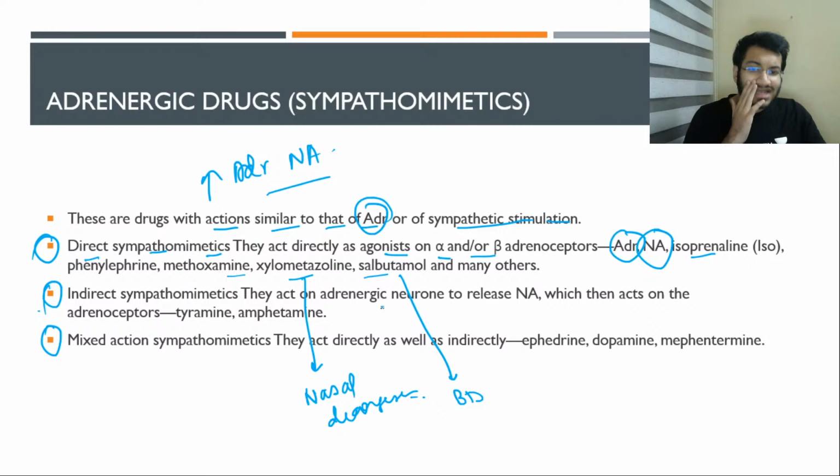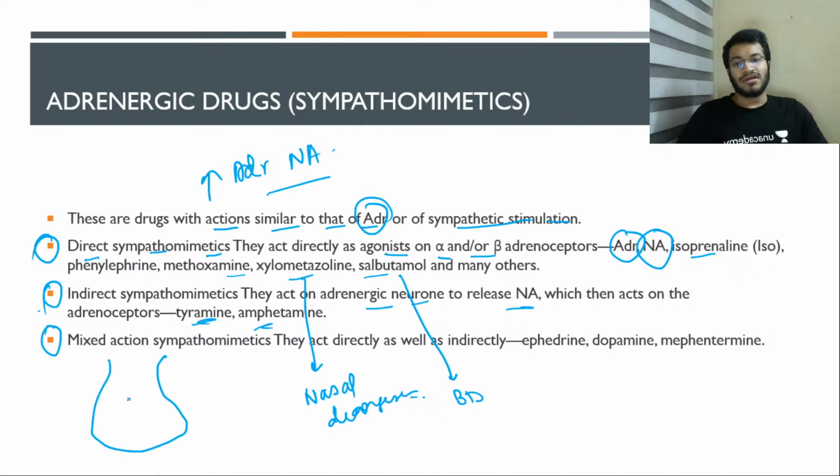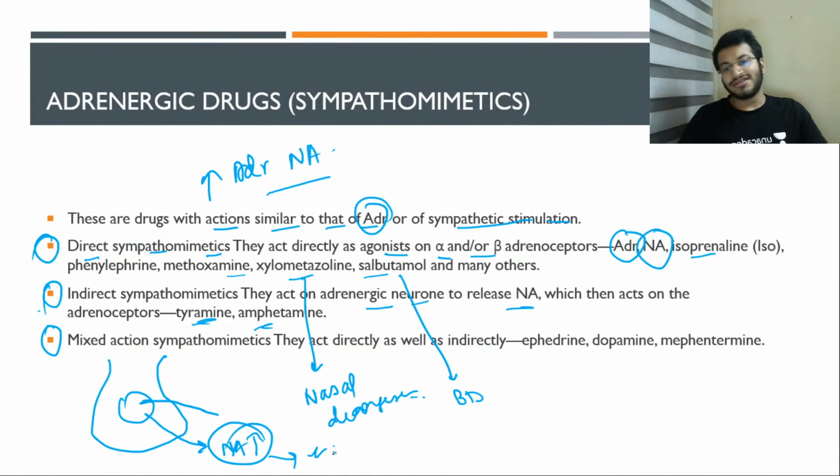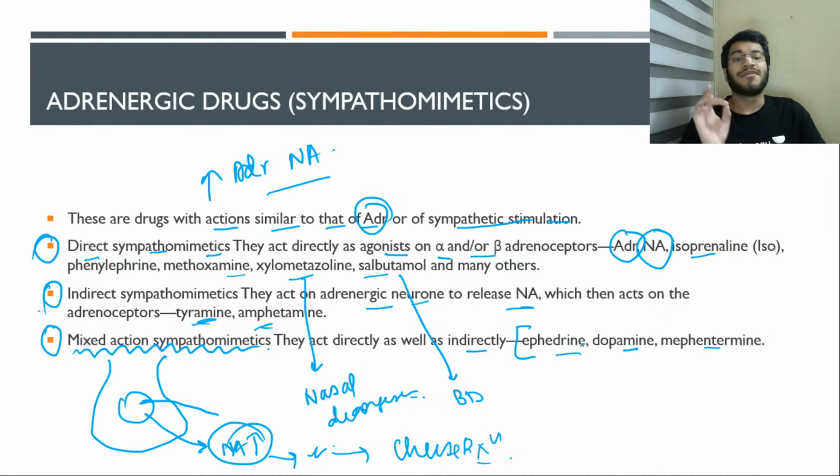Indirect sympathomimetics act on the adrenergic neuron to release NA, and they increase NA indirectly. The examples are tyramine and amphetamine, like I have been telling you since we started the session. Tyramine will come in from outside, release NA, and the amount of NA outside will increase a lot and it will do its work. This condition is also called the cheese reaction, right? Then mixed action sympathomimetics. They act directly as well as indirectly, and the drugs are dopamine, mephentermine, and ephedrine.